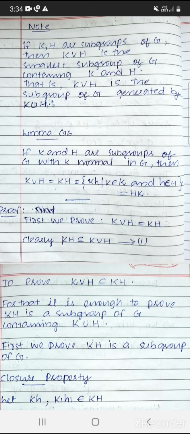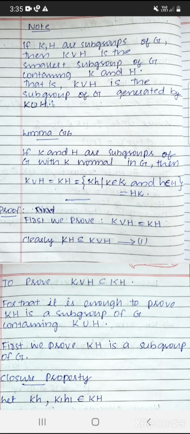It says, given K and H are subgroups of G with K normal in G, then we need to prove two things: K join H is equal to KH, which is equal to the set of all kh where k belongs to K and h belongs to H, which is equal to HK. So we need to prove two things. So let's see the first part of this theorem.